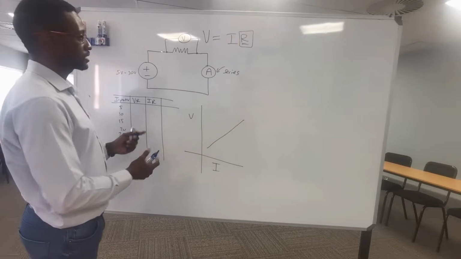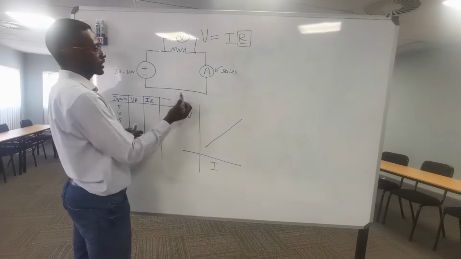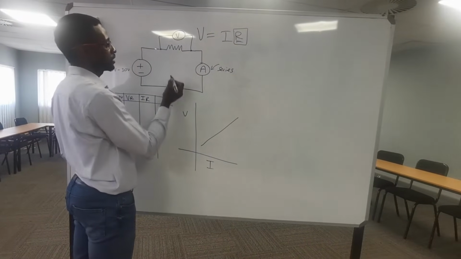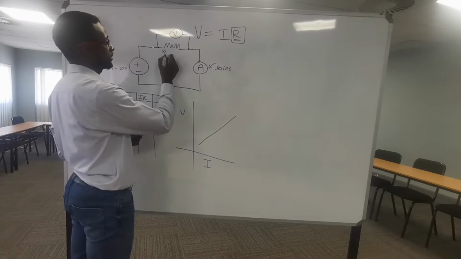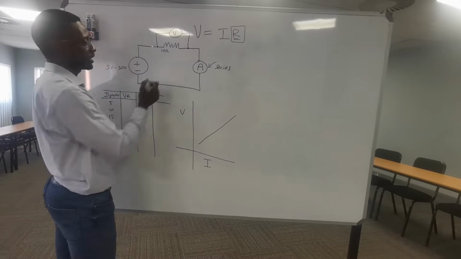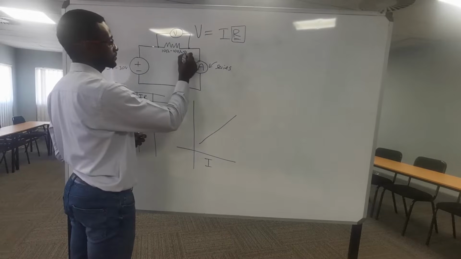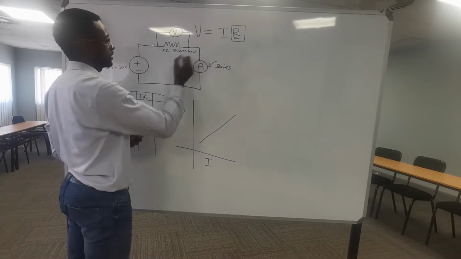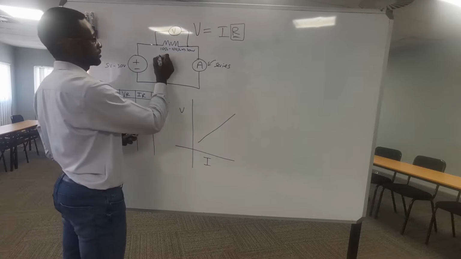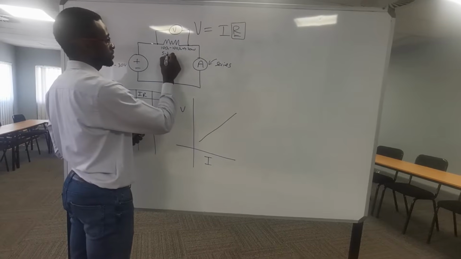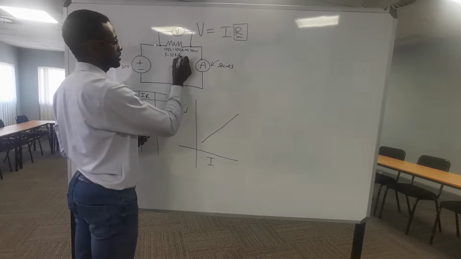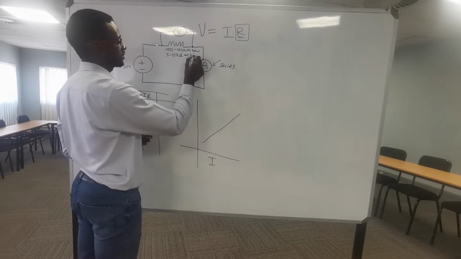So this is the practical, and what changes is that first they say put a low resistor value, so you can put a 10 ohm resistor or a 100 ohm resistor as a low value. And then you put a high value, so let's say a 5 to 10 kilo ohm resistor as the high value.